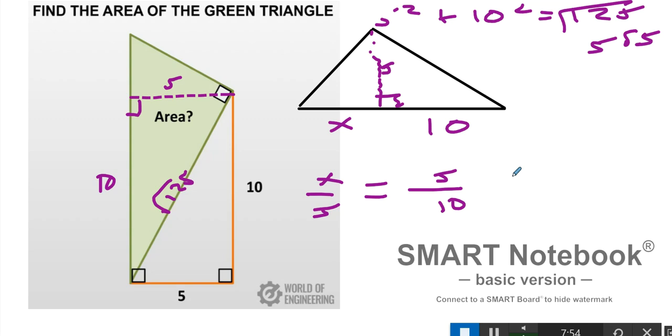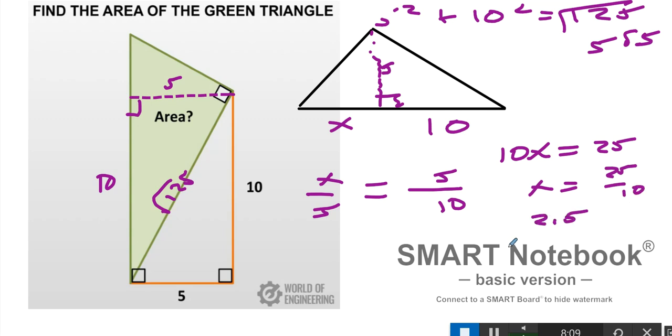And you just cross multiply, all right? So you're going to have 10x is equal to 25. X is equal to 25 over 10, or 2.5, okay? However you want to do it. Or let's keep it as a fraction since we're doing algebra. That's going to be 5 over 2, all right? So this length is 5 over 2.